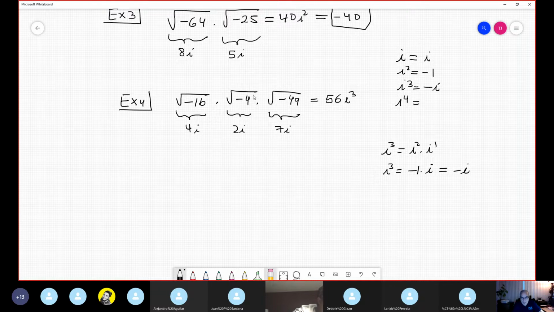But what is my final answer? My final answer like that? No. My final answer is -56i, because I know very well that i cubed is negative i. End of the story. Anyone follow me or no?